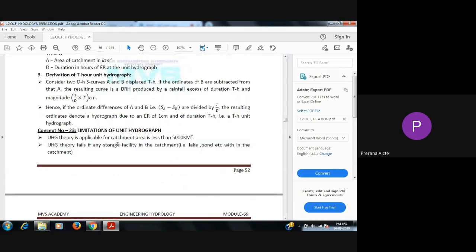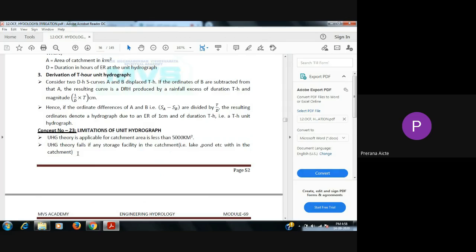Now, if you see the limitations of the unit hydrograph, this is important. One more question: unit hydrograph theory is applicable for a catchment area of less than 5,000 square kilometers, which means it's a maximum limit. So, what is the maximum limit of the unit hydrograph? Option A, 5 kilometers, B, 50 kilometers, C, 5,000 kilometers, like this. Very important question, previously it's been asked many times. So, unit hydrograph theory is applicable for a catchment area of less than 5,000 square kilometers.